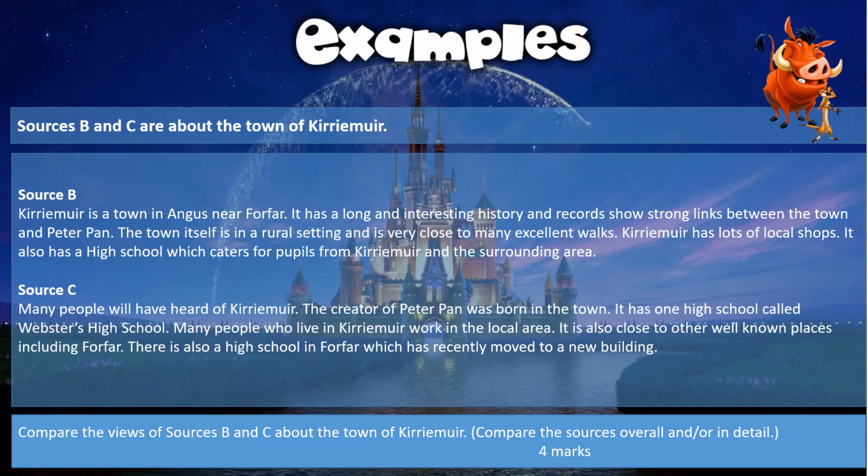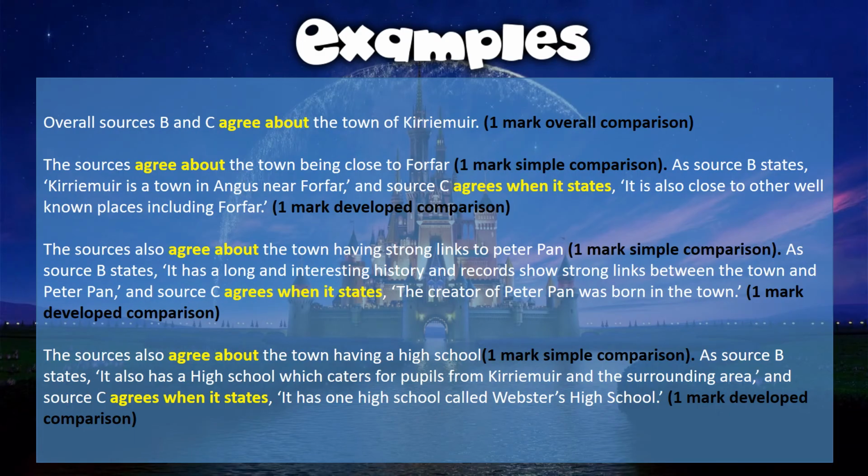Now your answer for this question, hopefully you would see that sources B and C agree about the town of Kirriemuir, so that would get you 1 mark. Then you're going to say the sources agree about the town being close to Forfar, so there's 1 mark for a simple comparison. As source B states, Kirriemuir is a town in Angus near Forfar, and source C agrees when it states it is also close to other well-known places including Forfar, so there's another mark, so you'd have 3 marks so far there.